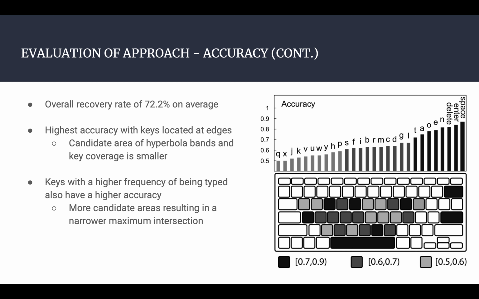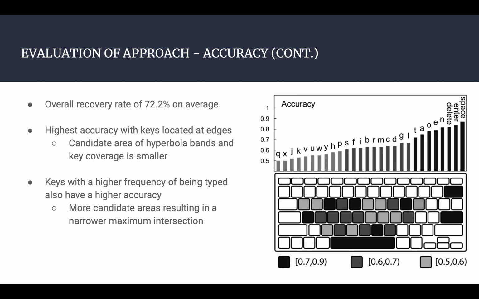So the researchers also took the results of their evaluation and generated a heat map, which you can see on the keyboard to the bottom right, where the darker the key, the more accurate the recovery rate was, and the lighter the key, the less accurate the recovery rate was. And you can see they also plotted the keys from the highest to lowest in terms of accuracy above there. Overall, they achieved an accuracy of 72.2%.